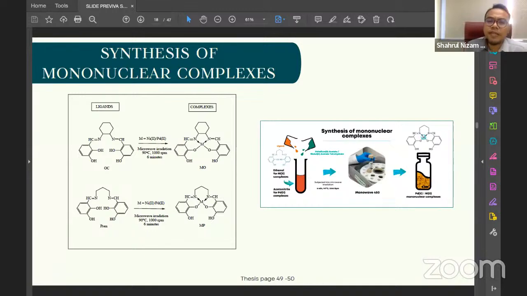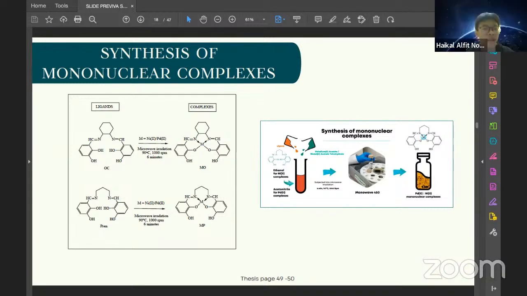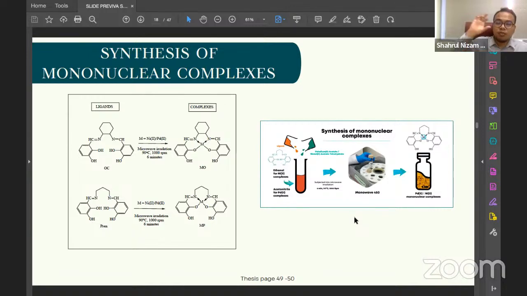Nanti mungkin kalau ada kesempatan saya rasa saya ada gambar keseluruhan ni. Yeah, but this is just the top of the machine. And yeah, di dalam tu jadi kita campurkan semua sekali, kita tutup, kemudian kita biarkan dalam microwave for 2-5 minutes until we see precipitate form. And then we can take it out. But of course, we have to set the pressure and also the temperature first.